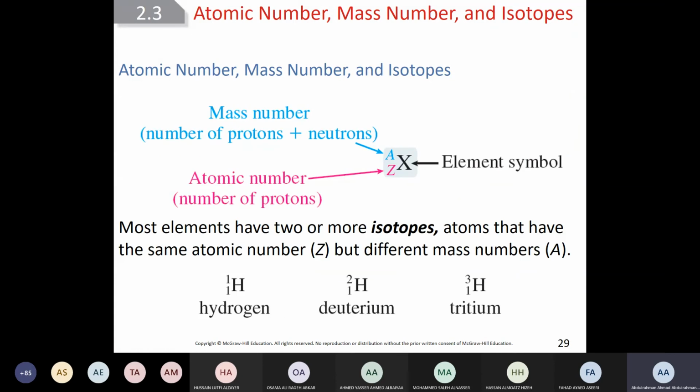What's the difference between these three hydrogen elements? They have the same number of what? Number of protons. Different number of neutrons. How many neutrons do you have here? 0. How about here? 1. How many neutrons here? 2. These are called isotopes. So what's the definition of isotopes? They have the same number of protons but different neutrons. Right. With this, we finish this part.